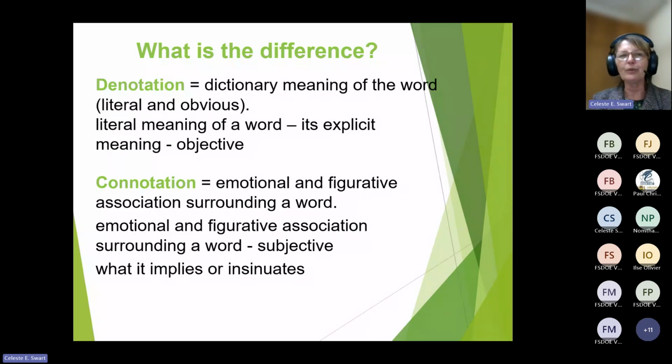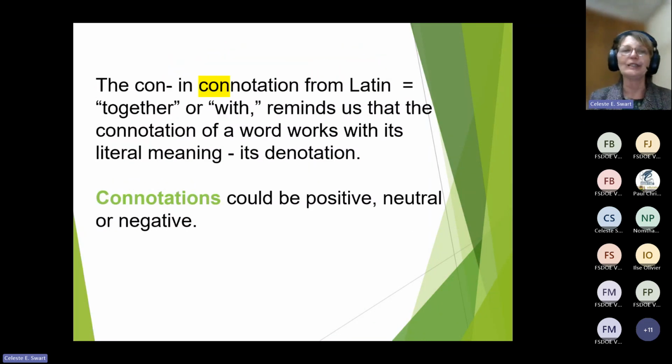So that's really what it's about. It's when you say something or you read something and you can interpret it differently. You get another meaning to it. And that's what these do. Just to give you an idea, the con in connotation is from Latin and it means together or with. All it's telling us is that the connotation of the word works with a literal meaning.